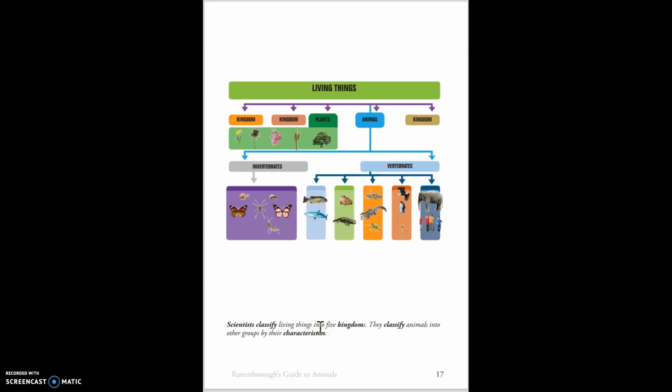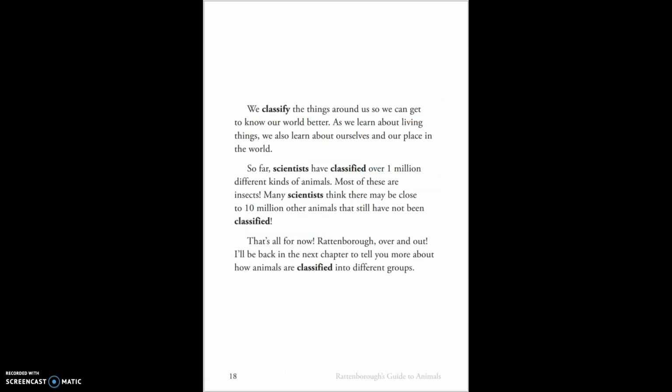This is an illustration showing how scientists classify things into the 5 kingdoms. They classify animals into other groups by their characteristics. So here we all start with living things, then it's broken into smaller categories, and then it's broken into even smaller categories based on the characteristics, if some animals have similar things or if animals have different aspects of them. We classify the things around us so we can get to know our world better. As we learn about living things, we also learn about ourselves and our place in the world.